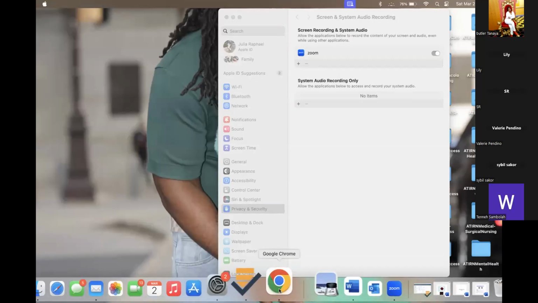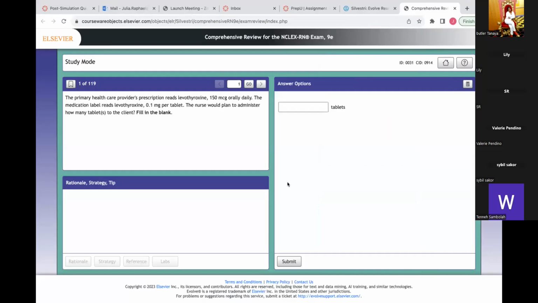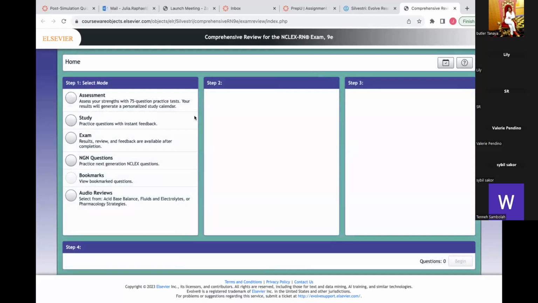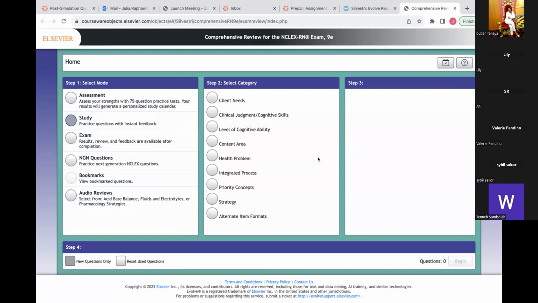You guys know that there's health assessment questions in there also? Yes, I knew there were other questions, but I didn't know how to get to them. Let's go back. Hit your home screen. You go to study, study content.